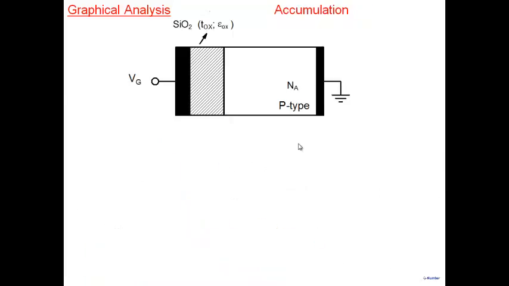All right, so that's strong inversion. When we come to accumulation, as I said, to complete the story, accumulation. So what is the picture here in accumulation?